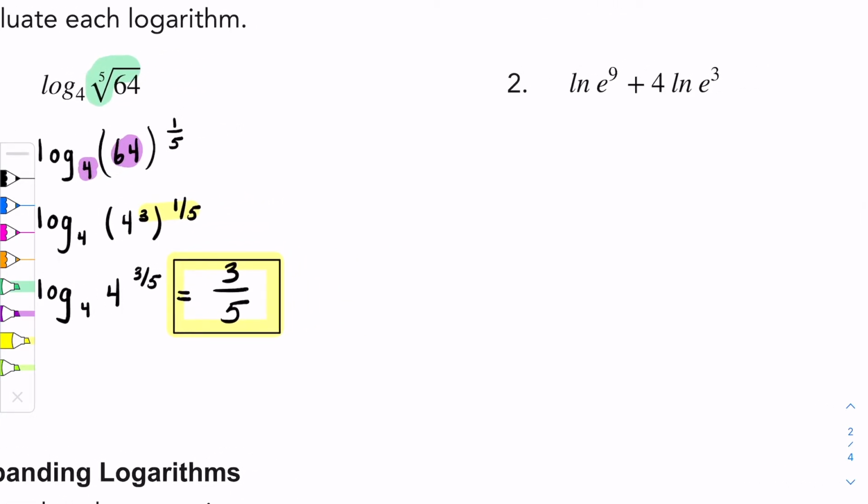Number 2 is ln of e to the 9th plus 4 times ln of e cubed. The only thing I recognize to do first is to convert my exponents using the power property. I'm going to write this as 9 times ln of e plus, I already have a value of 4 here, so I need to multiply this, 4 times 3 times ln of e. The 9 value was originally the exponent, and this 3 value was originally an exponent.